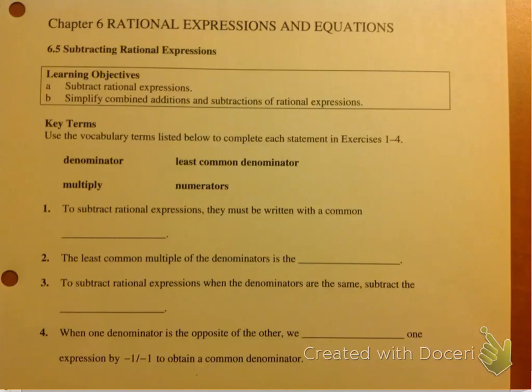Now that we have looked at adding rational expressions, now we're going to look at subtracting. To subtract rational expressions, they must be written with a common denominator. The least common multiple of the denominators is the least common denominator. To subtract rational expressions, when the denominators are the same, subtract the numerators.